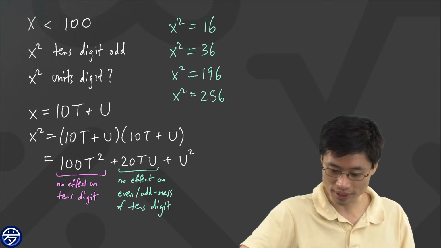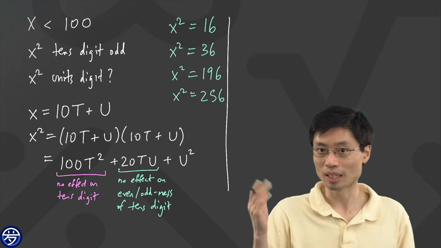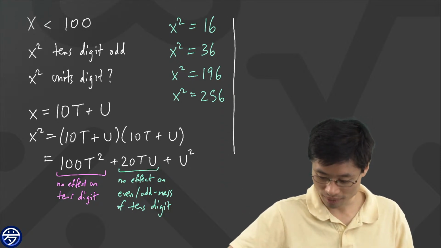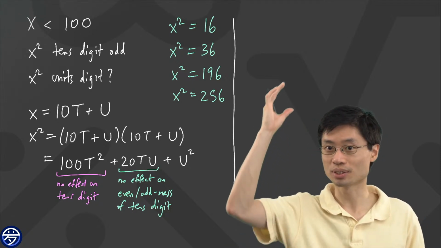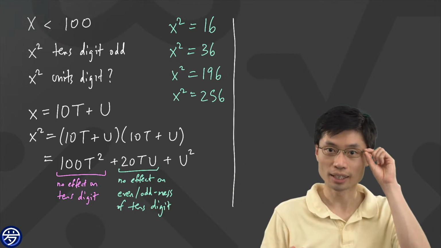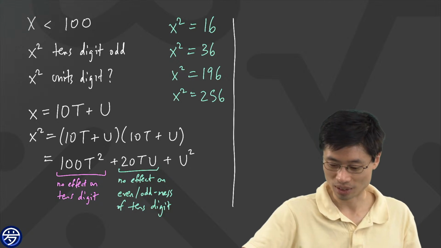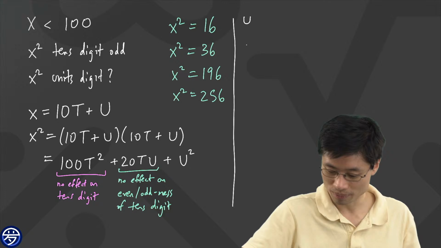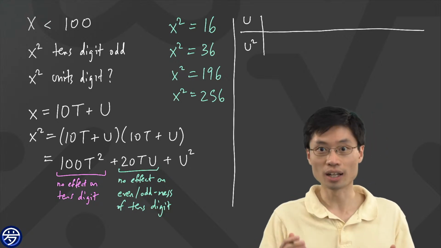So if it's a units digit, let's just go and make a chart. The way I'll make my chart is by drawing a line that's a little bit more vertical. Let's make a chart of what happens to the units digit squared, and let's see which units digits give me an odd tens digit. So I guess I should make a table somehow. Let's do it this way. u, u squared. And let's see which of them give me an odd tens digit.